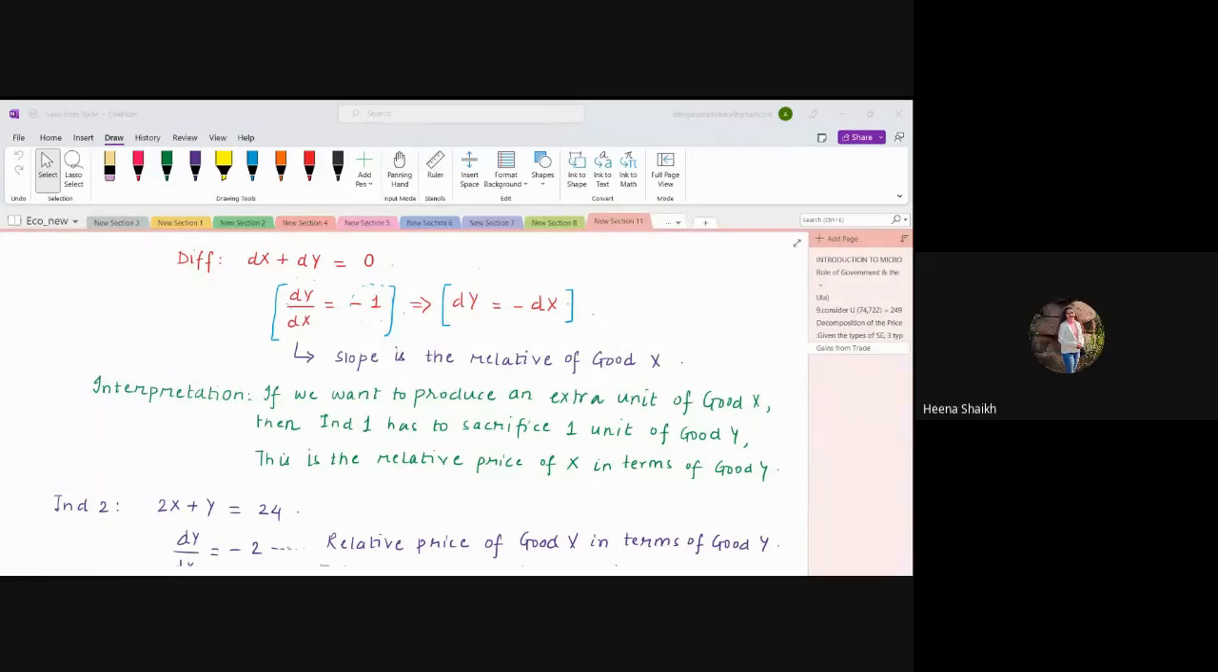Sir, yes sir, I have a doubt. What you just said, does it mean that in good Y, they have to sacrifice 2 units of good X, so that is why they are considering it, and on the other side, they have to sacrifice 1 unit of good X, so good X will be considered or imposed upon themselves? Is it like that? No, Hina. No, no, no, no, no.